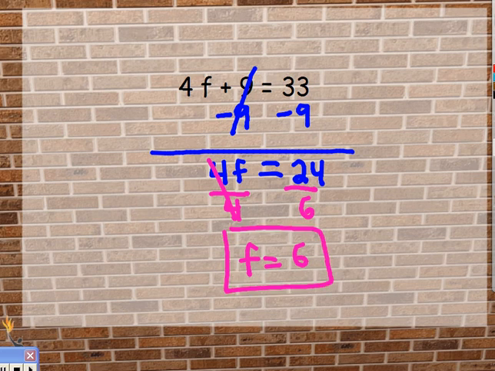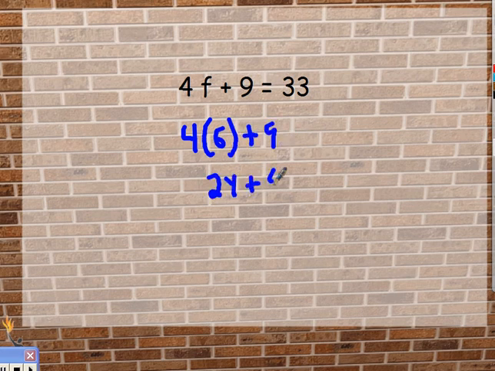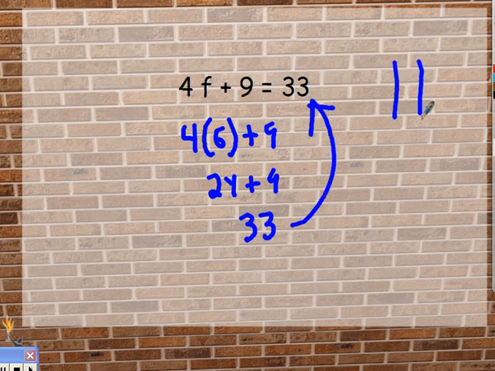But let's make sure that f really does equal 6. So let's go ahead and plug it into the equation to check. 4 times f, which is 6, plus 9. That would be 24 plus 9, which is 33, which is our answer. So we know we've got it right. Let's look at another example.